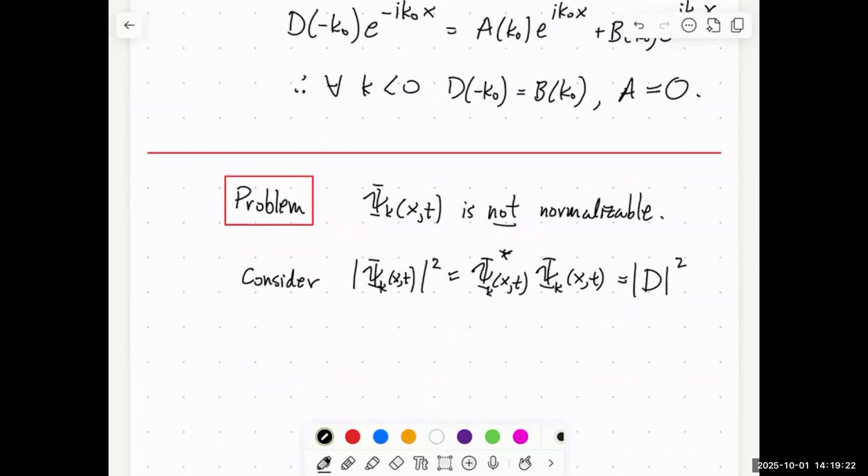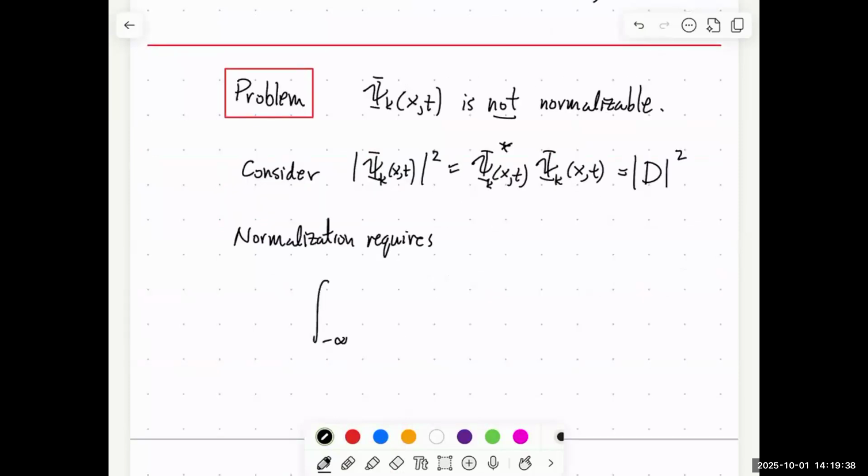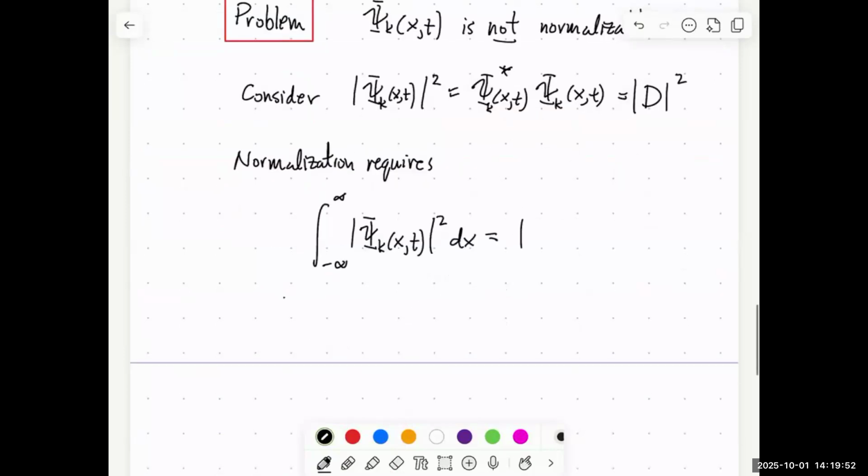Okay. But our normalization requires the following. So normalization requires that the integral of psi squared has to be equal to 1. But we just said psi squared is some constant. That constant can come outside the integral.